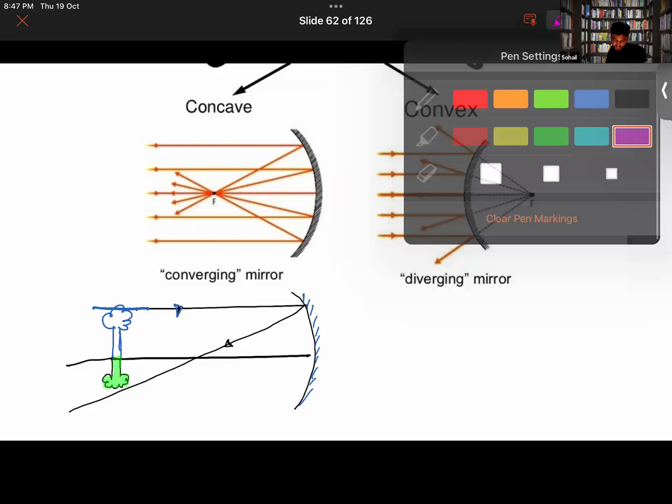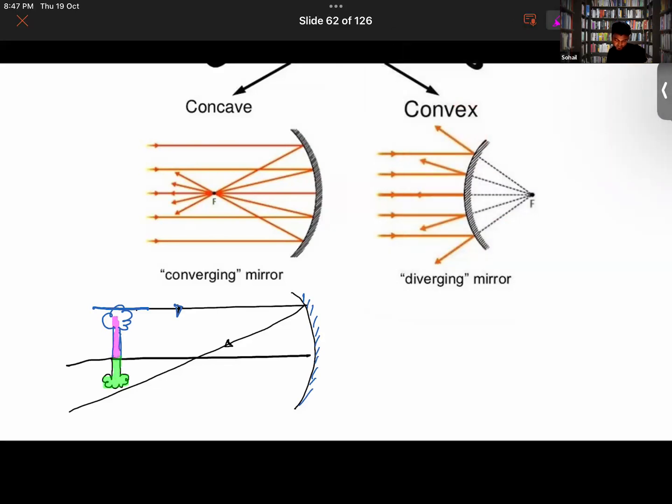But we need two rays to draw the image, right? Yeah, exactly. We actually need two rays to find where the image will be formed. But here, to just give a simple representation, I am taking just one ray.